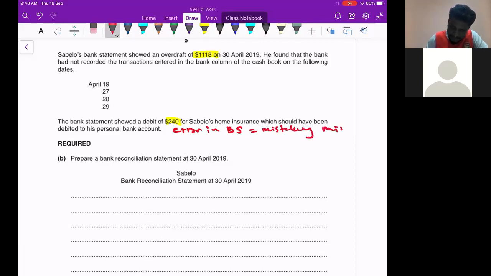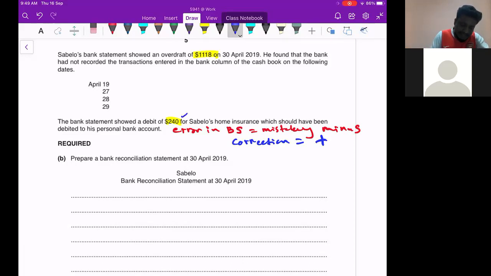Mistakenly minus. If you mistakenly minus, because insurance we pay, right? They will minus from the bank account. If you mistakenly minus in the bank statement, to do the correction you need to plus, add back. You need to add back. Okay, this one, you already know what this one is, plus.